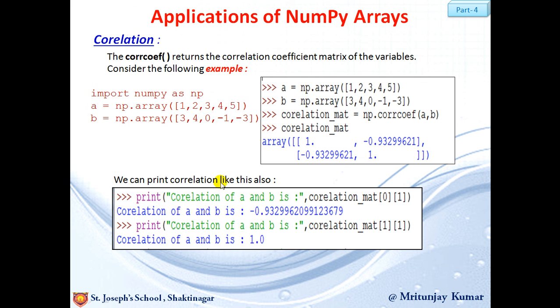We can also display the output like this. For example, print the correlation of a and b at the matrix index 0, 1. It will give the correlation of a and b at index 0 and 1. Similarly, this will give the correlation at each index. This is the correlation at index 1, 1. This way we can find the correlation at each index in a matrix.